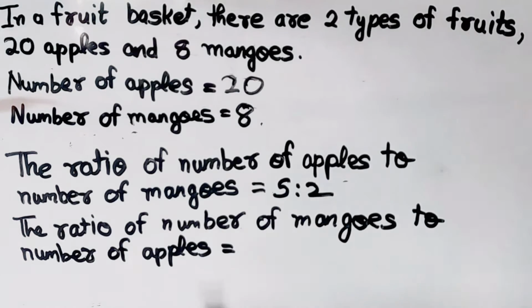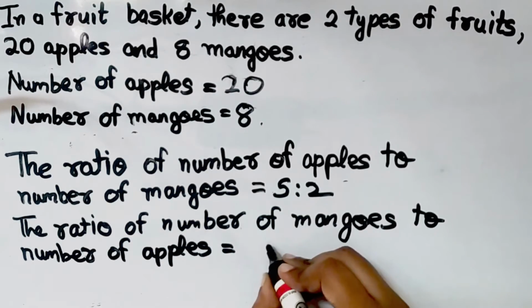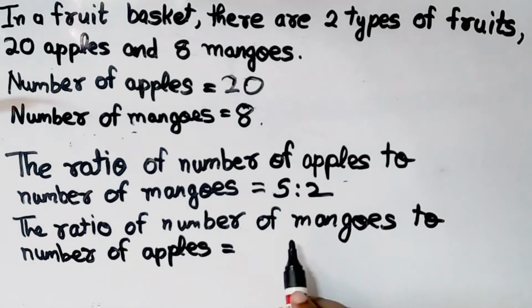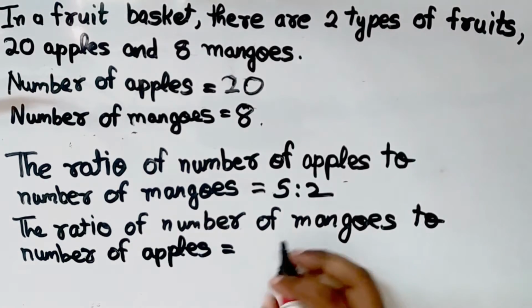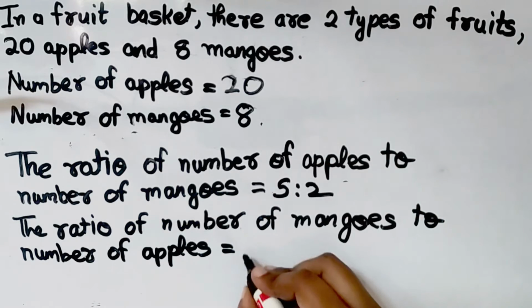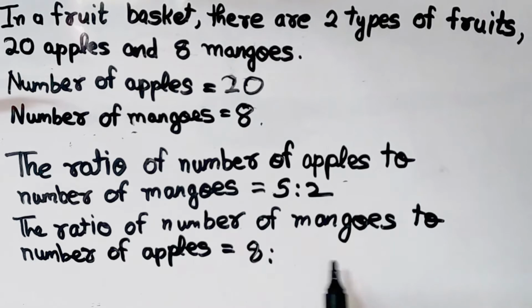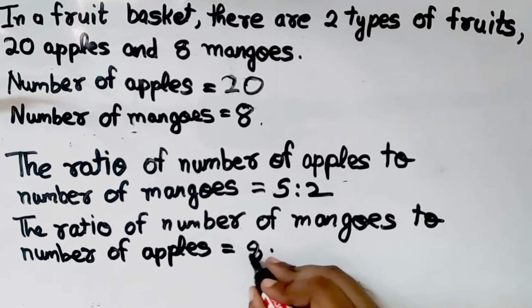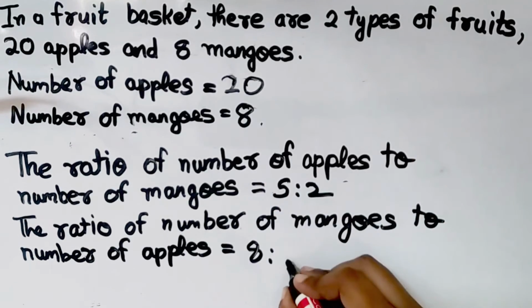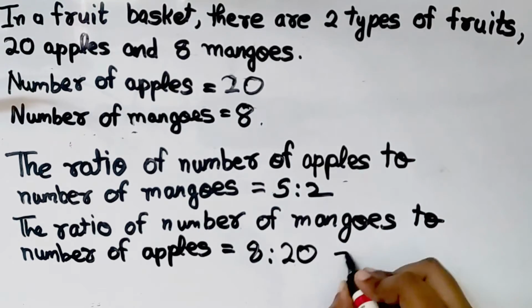Okay. Now if you want to find the ratio of number of mangoes to number of apples, then what will we do? First we will write the number of mangoes, because first mangoes is given. So how many mangoes are there? 8. So 8 is to, then the ratio of number of mangoes to the number of apples. That means 8 is to 20. Number of apples is 20. So 8 is to 20.